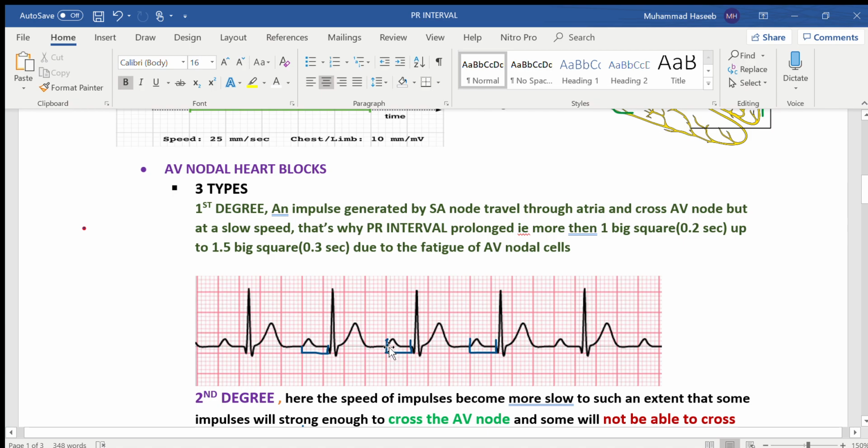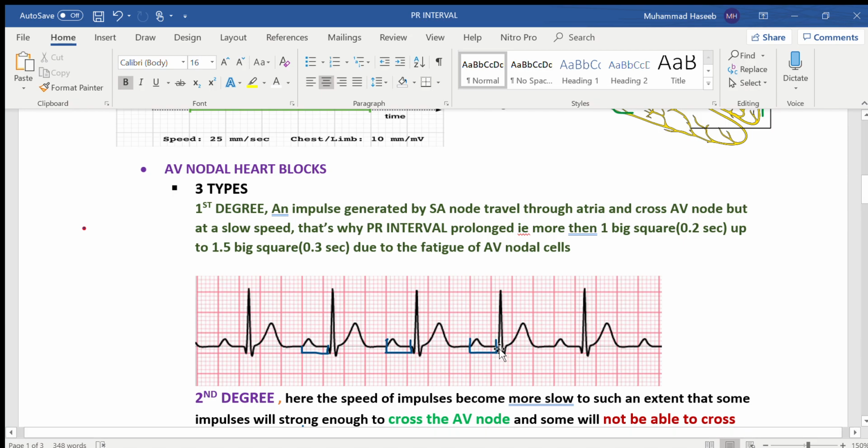In the next wave, you will see that the PR interval is again a big square plus a very small square added with this one, up to the beginning of the Q. So again, this is a prolonged PR interval. In the third, you again see this is prolonged, more than a big square. So this prolongation of the PR interval, that is more than a big square and less than 1.5 big squares, will be called a first degree heart block.